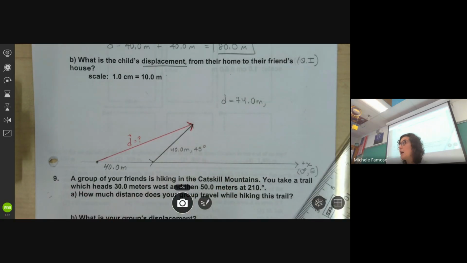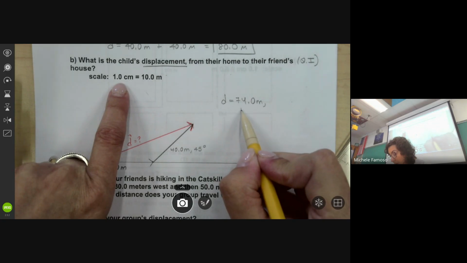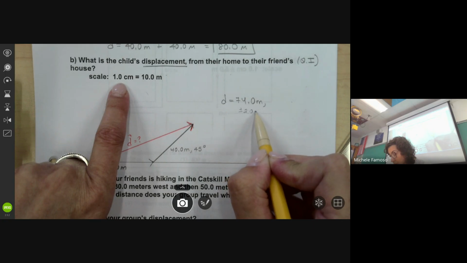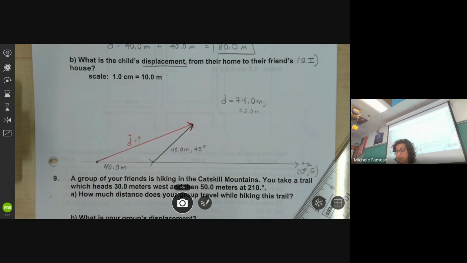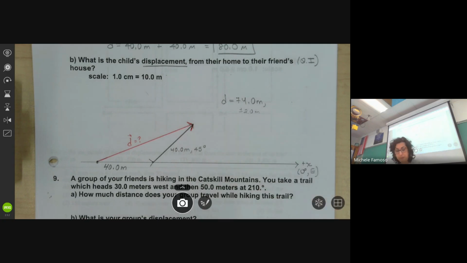Now, you do get a tolerance. You get 0.2 of a centimeter. So in this problem, we would allow you to be plus or minus 2 meters. So you would have to be between 72.0 and 76.0 meters to get that part of it correct. The second part, we know we have to give it a direction.